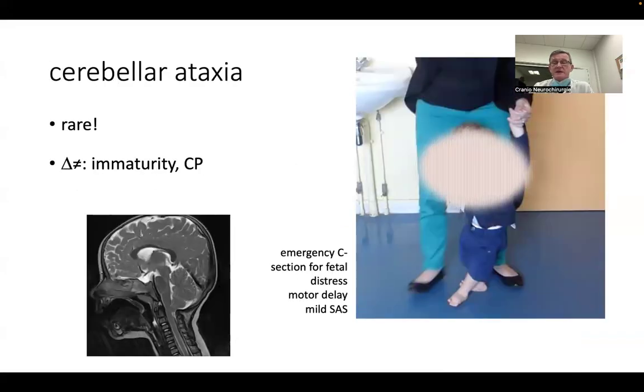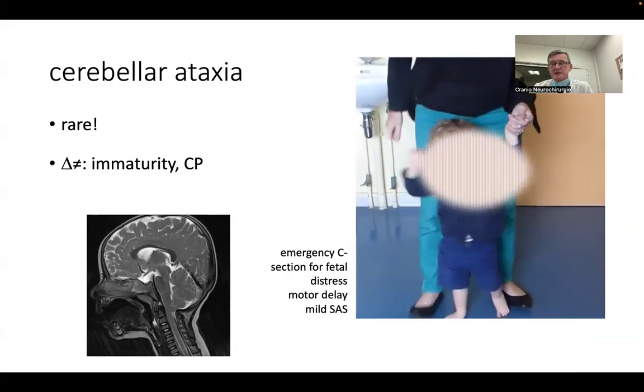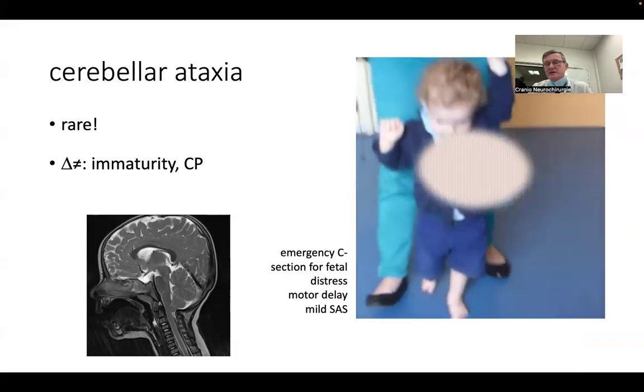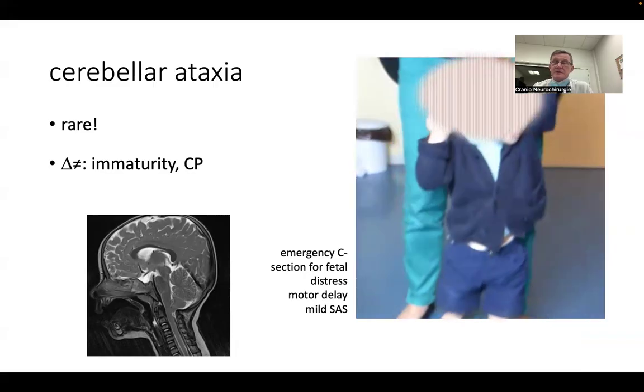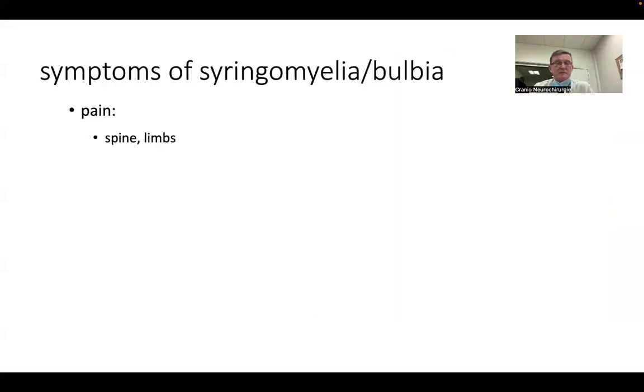Cerebellar ataxia, in fact, is rare in Chiari malformation. This patient has a typical cerebellar ataxia, but in fact, he has cerebral palsy because he had a fetal distress during birth. He was born by emergency C-section. He had a motor delay and mild sleep apnea syndrome. In fact, his Chiari was not that impressive, and I chose to observe him, and I didn't have to operate on him.